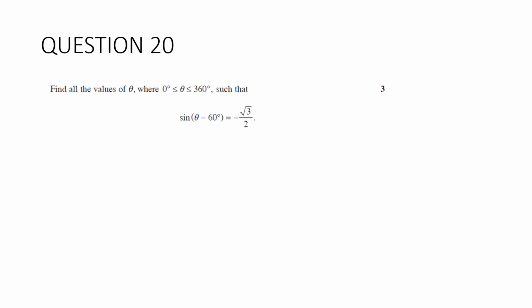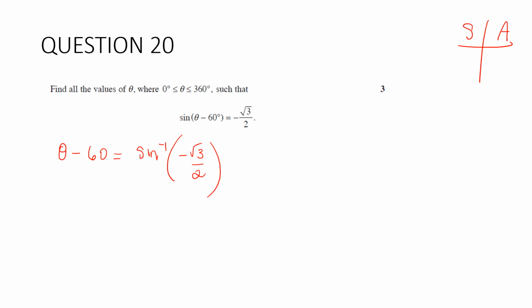Question 20. Find all of the values of theta, where theta is between and including 0 and 360, such that sine of theta minus 60 degrees is equal to negative root 3 on 2. So we have a trig equation. All right, so the first thing I want to do is say theta minus 60 is going to be equal to inverse sine of negative root 3 on 2. So we're going to need our all stations to central diagram.